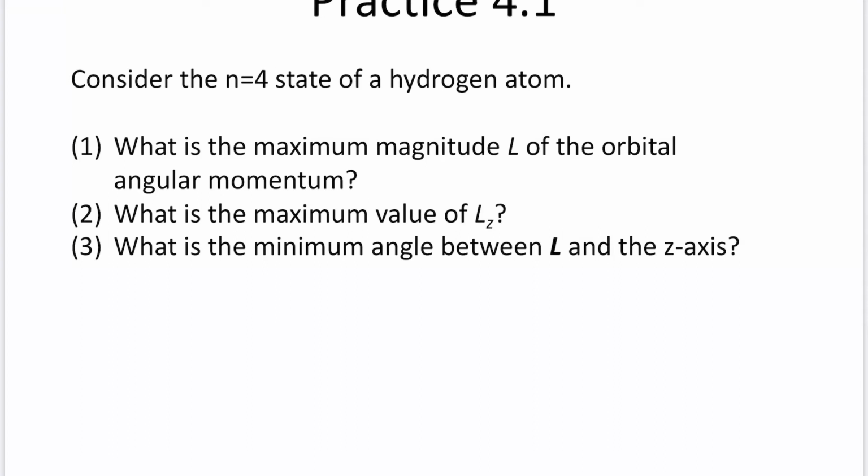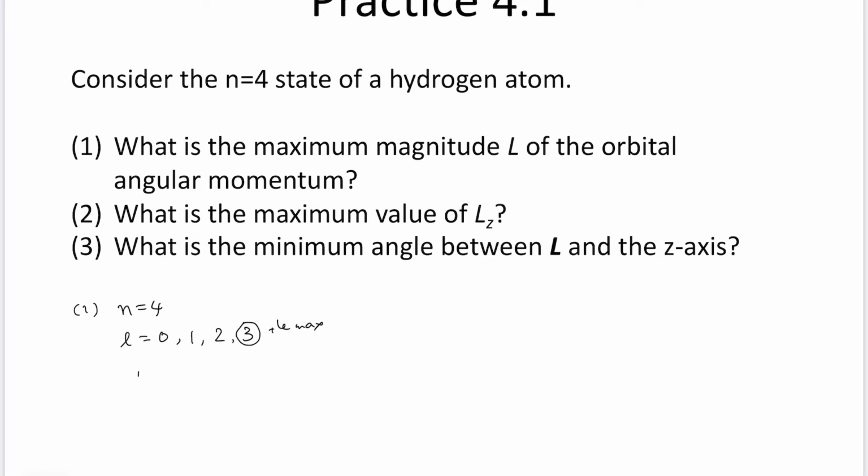So in this practice, consider the n equals 4 state of a hydrogen atom. First question: what is the maximum magnitude L of the orbital angular momentum? For n equals 4, L can take 0, 1, 2, 3, up to n minus 1. So L equals 3 is the maximum value.